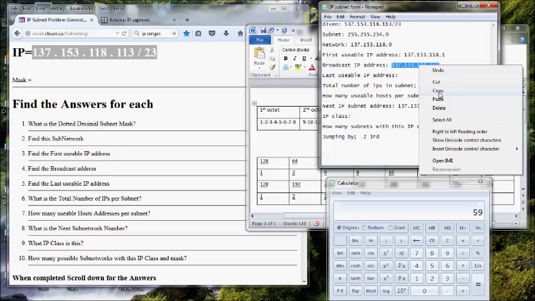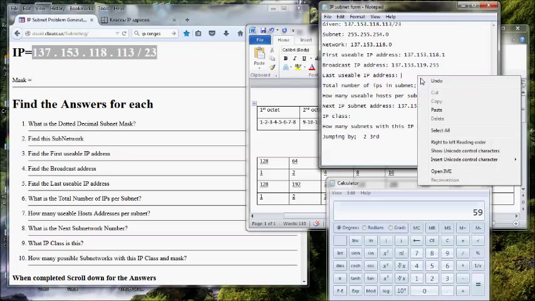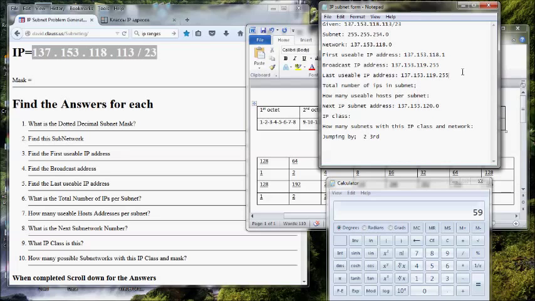Let's copy that, paste that into the last usable. The last usable is going to be just one off of the broadcast, so that it's a .254. So 137.153.119.254 is the last usable.